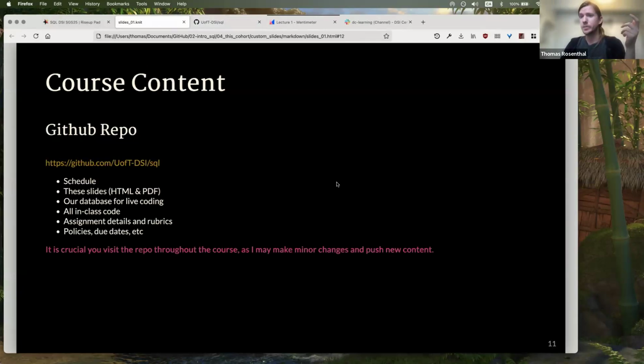I always make changes to the repo. I find out I misspelled Kelly's name. I'm mortified by that right now, so I will go and make changes. I recommend you go back to the repo and make sure that you have the most up-to-date things. I'll never push any major content though. It's already been pushed.